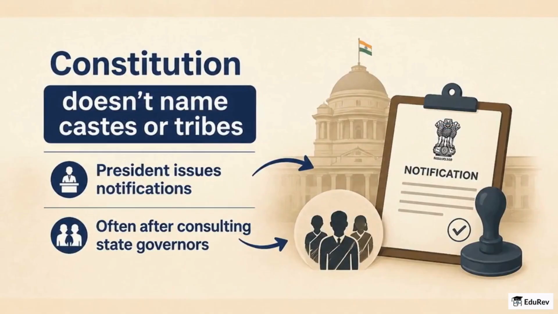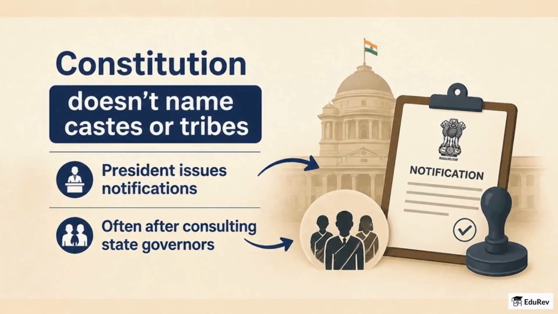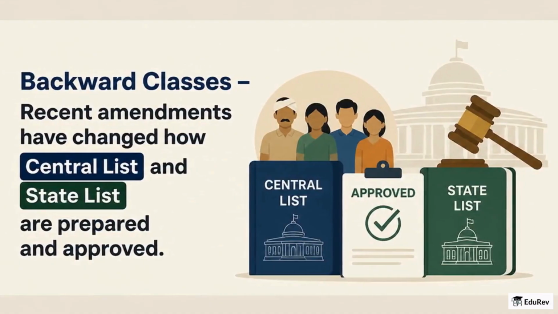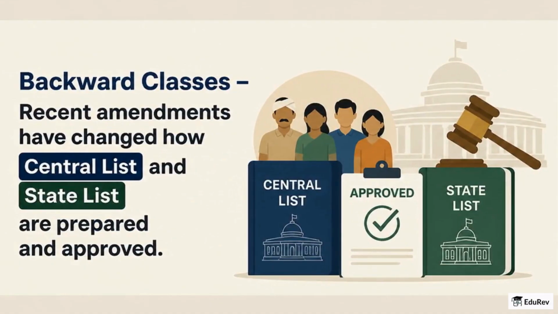You should also remember a practical point. The Constitution does not name specific castes or tribes directly. The President issues notifications, often after consulting state governors, to specify SCs and STs for each region. The same goes for socially and educationally backward classes, where changes over recent amendments have shifted how the central list and state lists are prepared and approved.